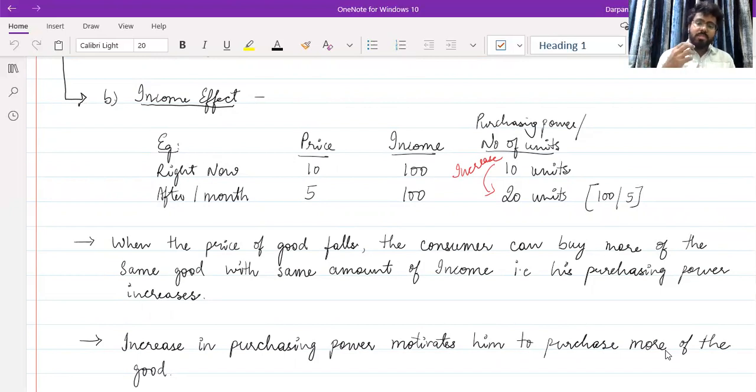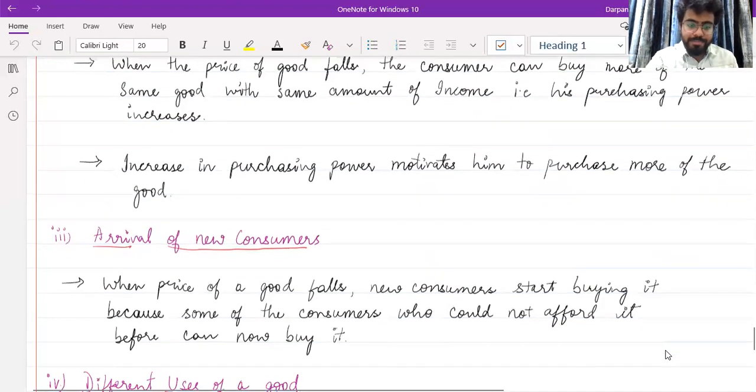So if the purchasing power is increasing, obviously what will happen? You will purchase more and more. So as the price is falling, since your buying capacity or purchasing power is increasing, you will try to purchase more and more. So this is also one of the reasons for the downward sloping demand curve.